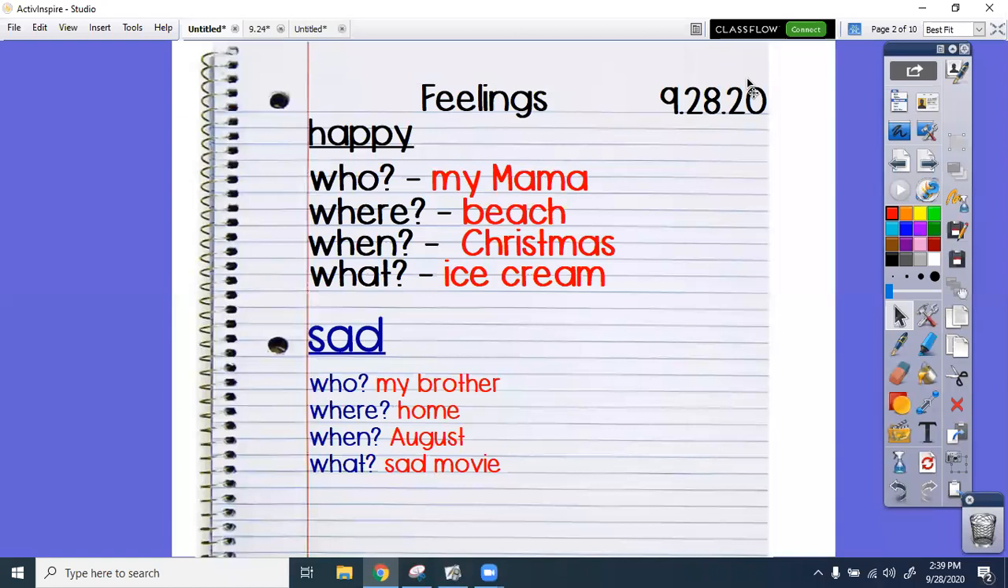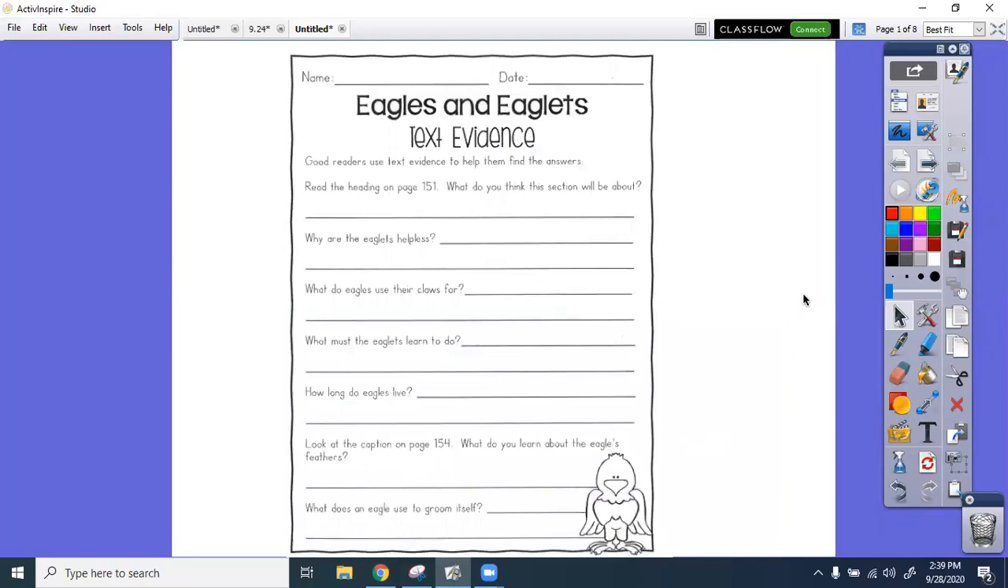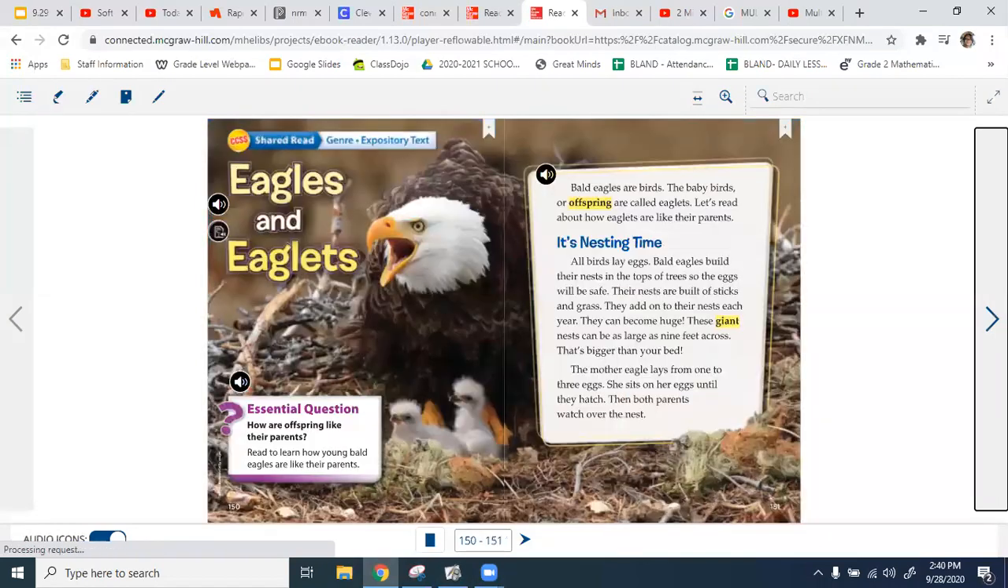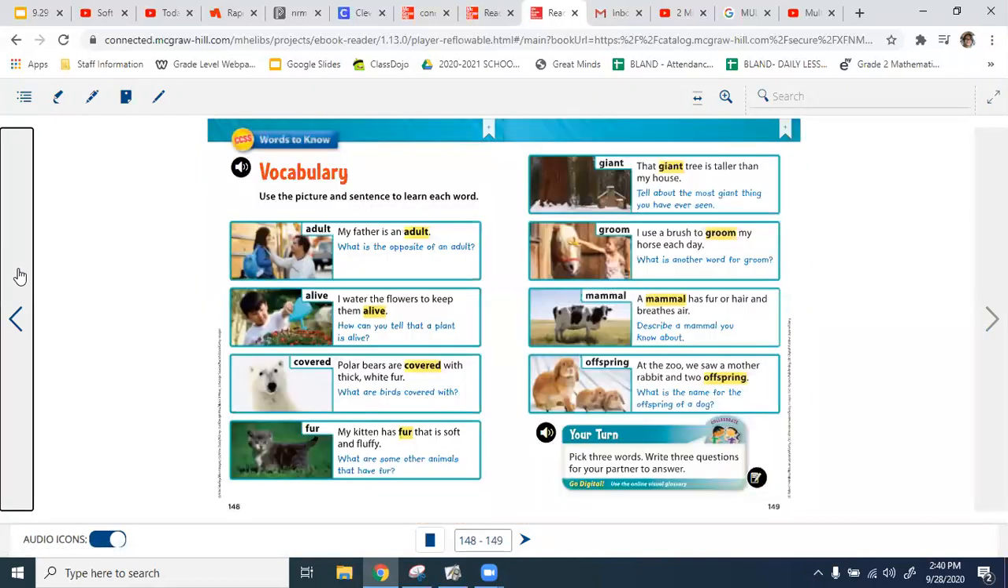In your packet, if you will, turn to our page. Excuse me, that looks like this one. We're going to work through this page together, and then you have questions that you will, of course, do on your own. So let's start by looking at our vocabulary words. We have vocabulary words for this week, and they are 8 words that I think are pretty easy for you to learn this week because they're fairly simple words. Adult, alive, covered, fur, sorry, giant, groom, mammal, offspring. Those are your 8 words for this week. Make sure that you study all 8 words.